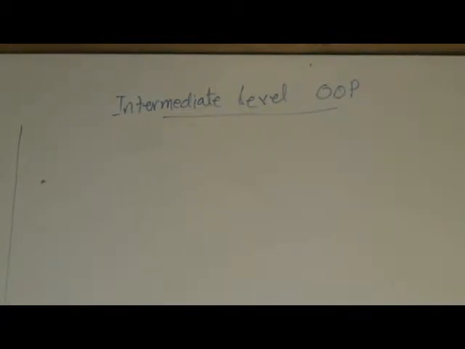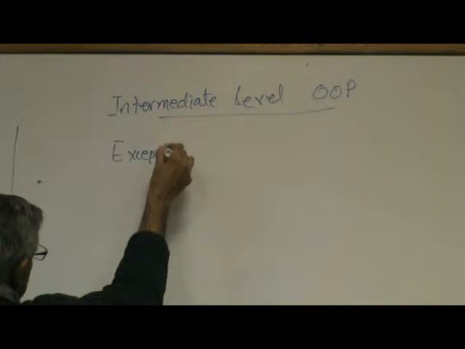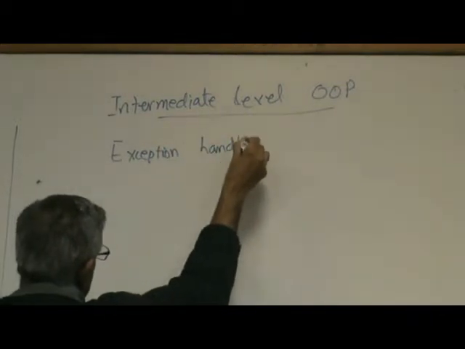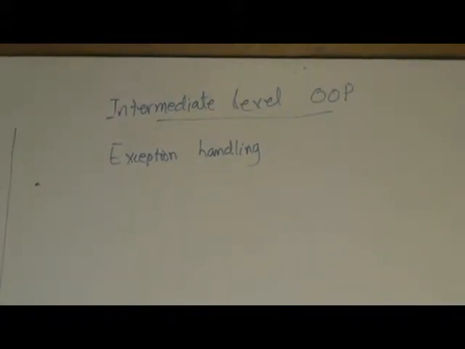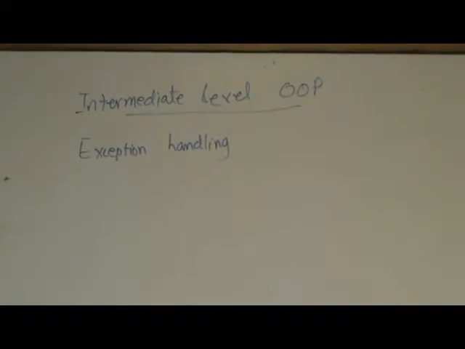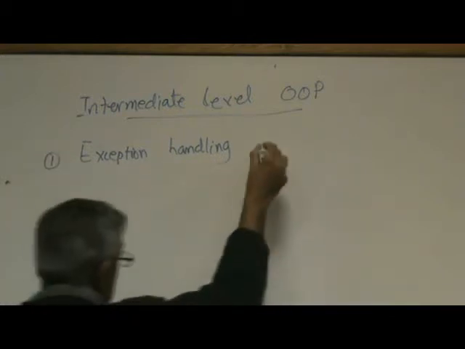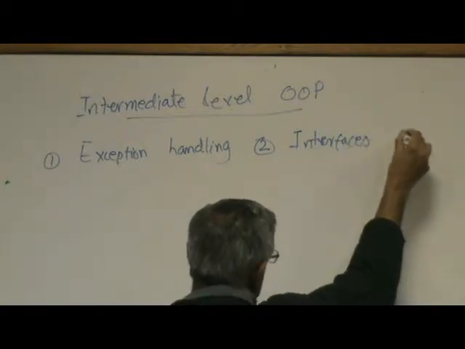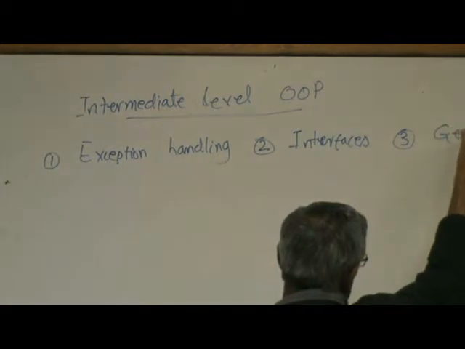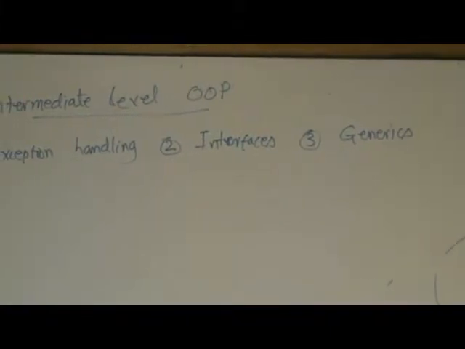Okay, so in the intermediate level OOP, first there's an easy topic. First let me talk about exception handling, which is a very important part of software development. Any code you write, you should check for proper errors, display messages properly. So that's one of the topics. Then the second topic I'll cover with you will be interfaces. Then generics, and then a few advanced topics.